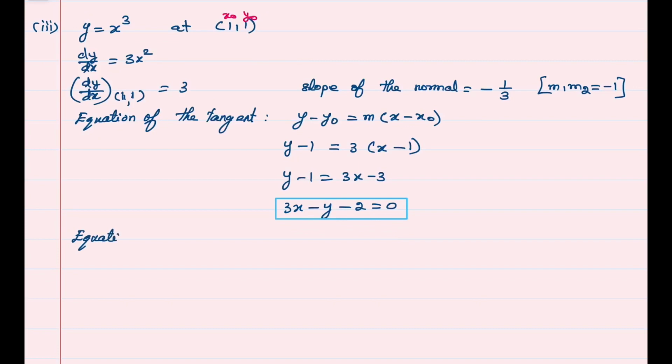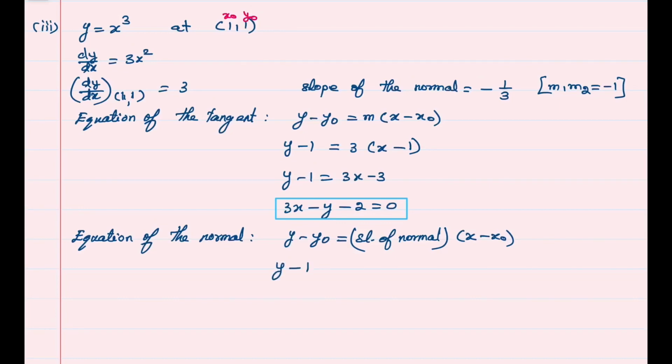Now let us write the equation of the normal. y minus y0 is equal to slope of normal times x minus x0. Or you may write minus 1 by m for slope of the normal. By mistake, you should not copy the wrong slope, so it is better to write in words. Point of contact is the same.